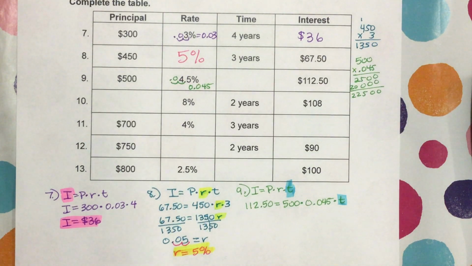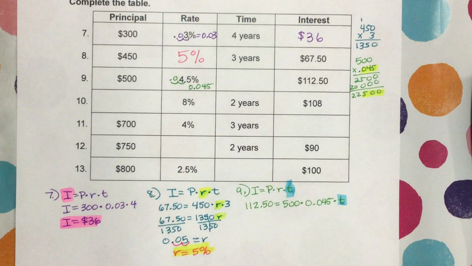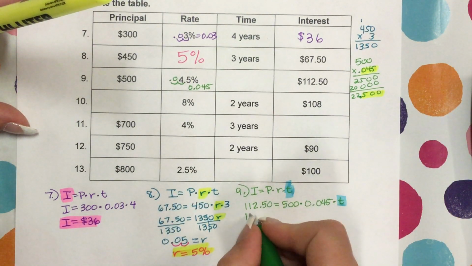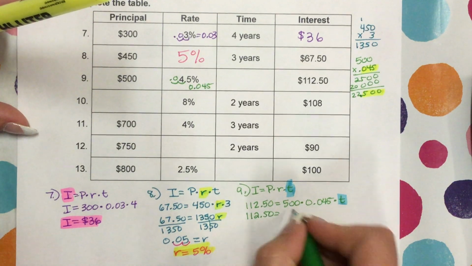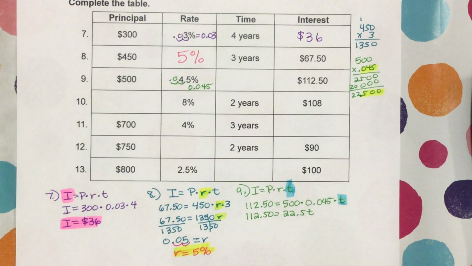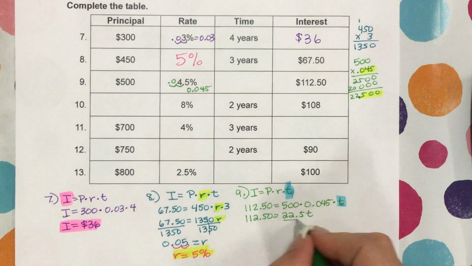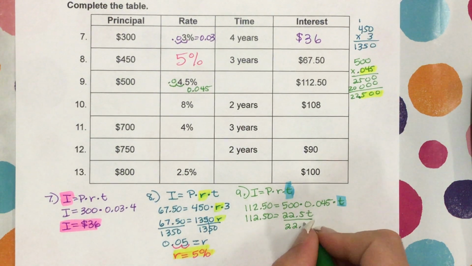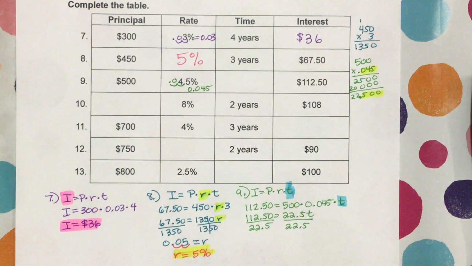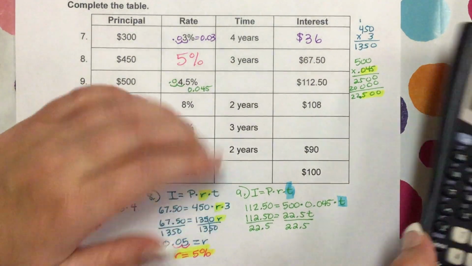And then how many decimal places do I have? I have 1, 2, 3. That means my answer needs to have 1, 2, 3, which means the decimal goes right here. So all of this ends up being, I'm rewriting this, 22.5 t. So I need to isolate t and get it by itself, but right now it's being multiplied by 22.5. So I need to do the inverse operation, which would be dividing both sides by 22.5 to find the time. And I'm just going to go ahead and do that really quickly here.